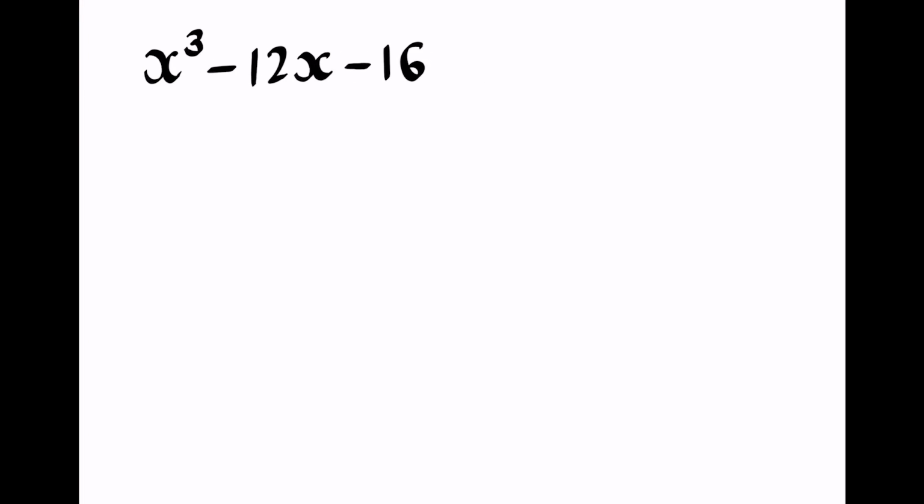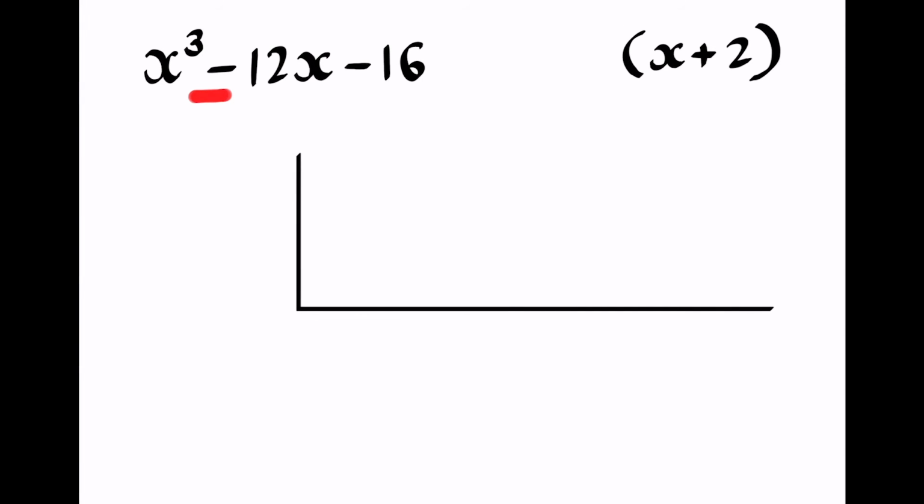If we look at our last example, x cubed minus 12x minus 16, and I am going to divide this by the factor of x plus 2. If I look at this, I can notice that I'm missing an x squared in my term. So I'm going to draw my upside down division. This term of plus 2, I'm going to make it a minus 2 over here.